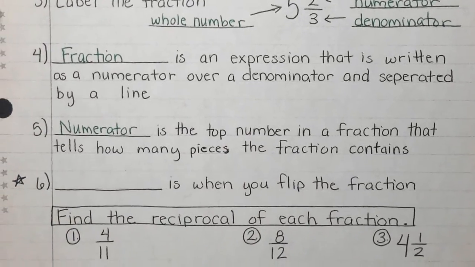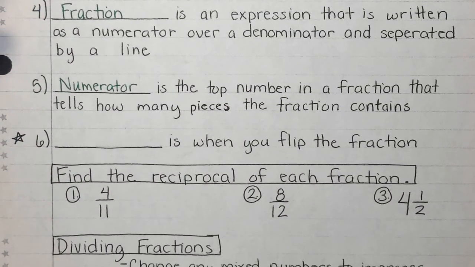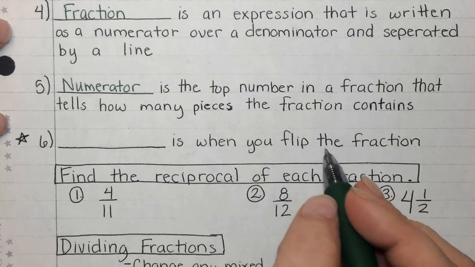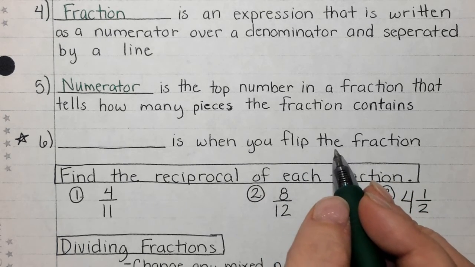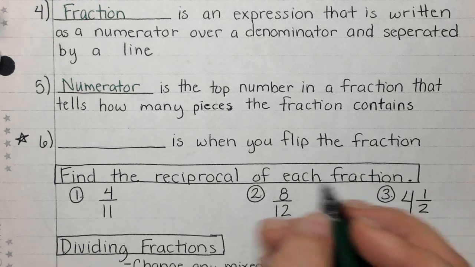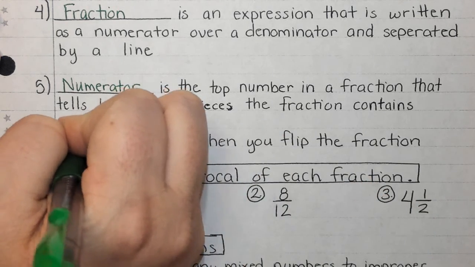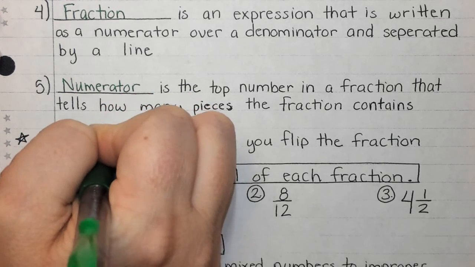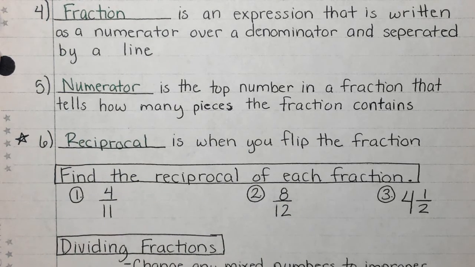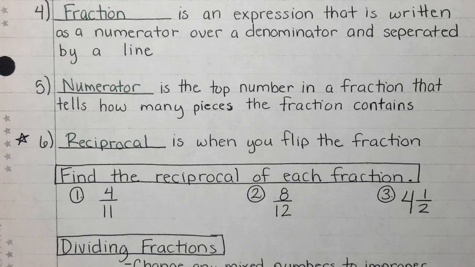All right, and then number 6. So number 6 has a star. So this is a new word we're going to learn today. Blank is when you flip the fraction. So when we flip the fraction, the top becomes the bottom, and the bottom becomes the top. Peyton, you know what that's called? We have not talked about it yet this year. All right. This is called the reciprocal.